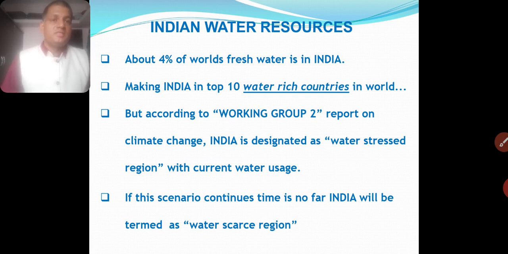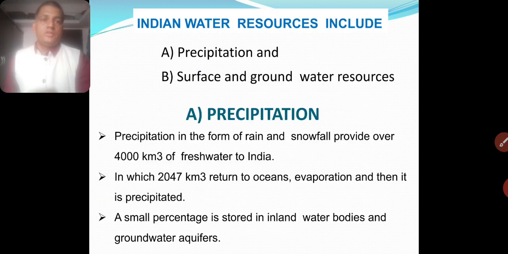Most of the resources are in contaminated form, which is not useful for drinking as well as for other activities. That's why they have termed it a water scarce region. If this scenario continues, India will be termed a water scarce region. And this is the main problem of Indian water resources.